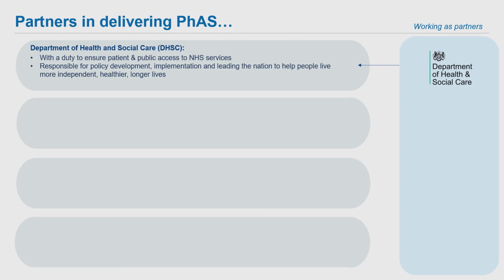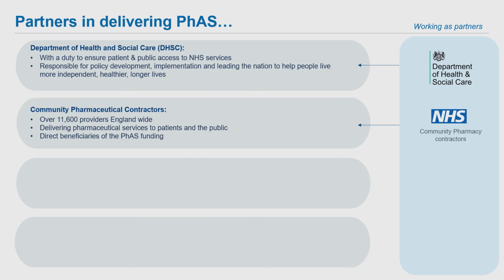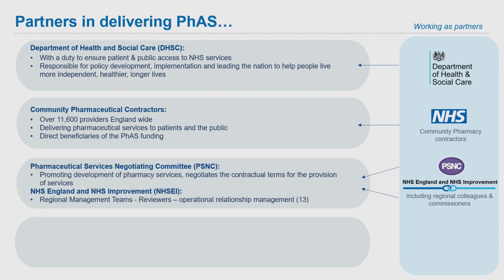Now, in terms of the stakeholders in the project, very quickly, we had the Department of Health and Social Care being the policy custodian and the project initiator and sponsor. They commissioned the work and our services. The community pharmacies themselves, or what we call community pharmacy contractors, who are the direct beneficiaries of these funding payments. And then we also have the Pharmaceutical Services Negotiating Committee, who are actually the contractual negotiators for and on behalf of the pharmacies.